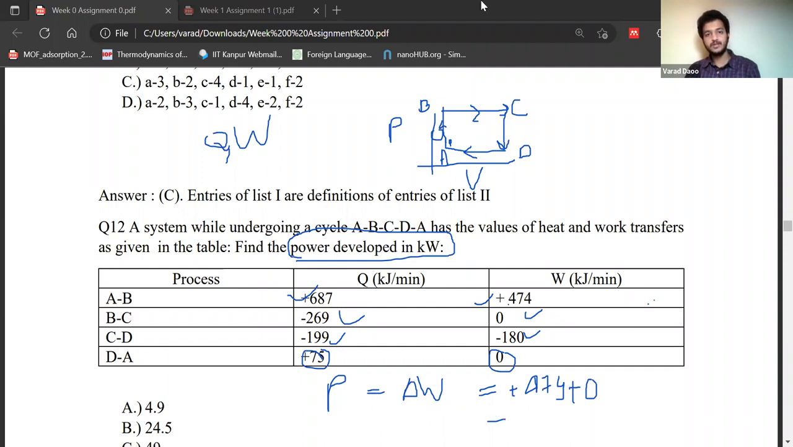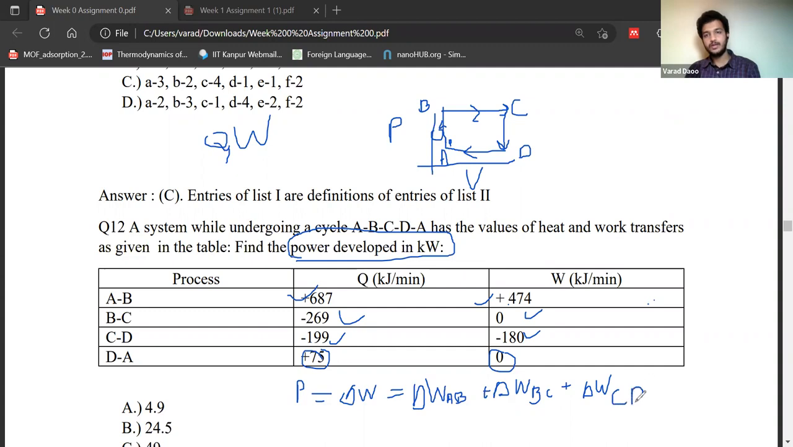So let me first erase it. So power is equal to delta W, and delta W will be what? Delta W_AB plus delta W_BC plus delta W_CD plus delta W_DA.